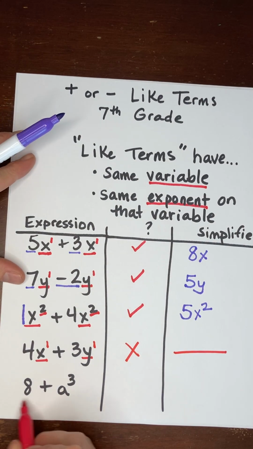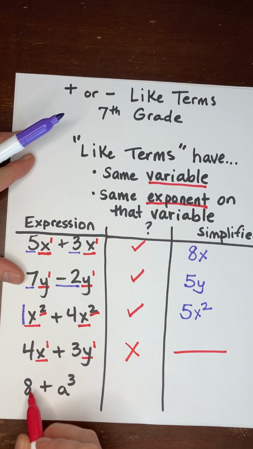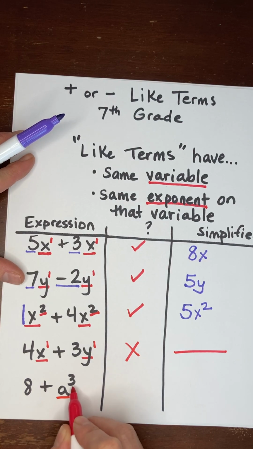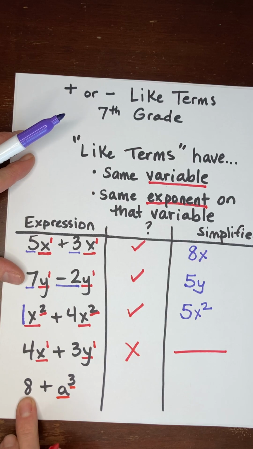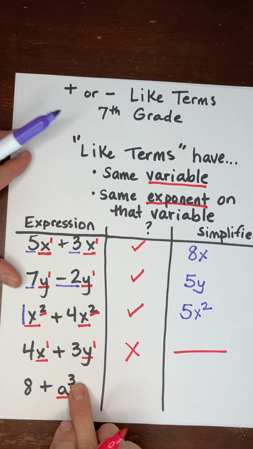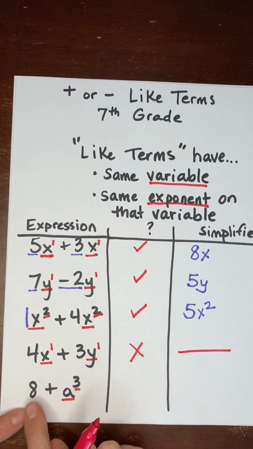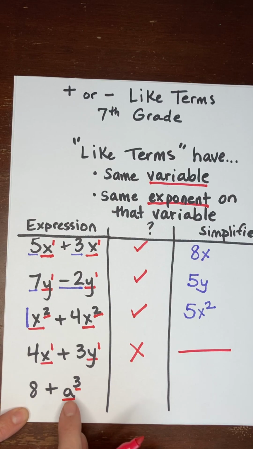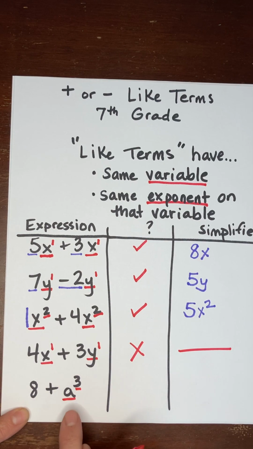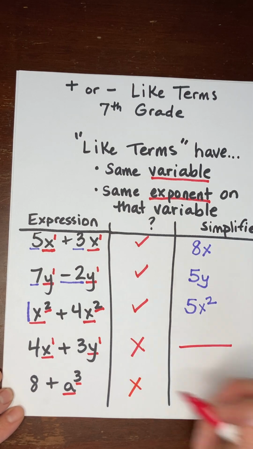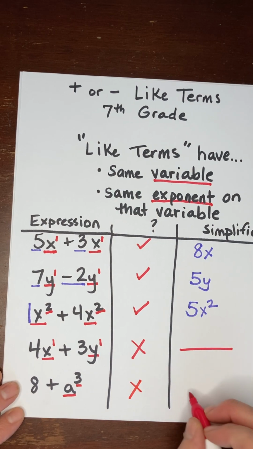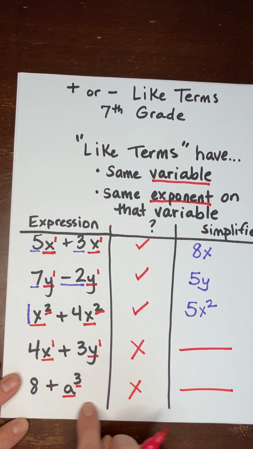Okay, the next one is 8. That's just a constant. A constant means it's a number without a variable. Okay, and then we have an a cubed. So this has no variable. This has a to the 3rd power. So these are not like terms, because to be like terms, they need to be both constants or both have a cubed in them, and that's not the case. So nope, not like terms, and that means we cannot simplify it any further than what it's already stated here.